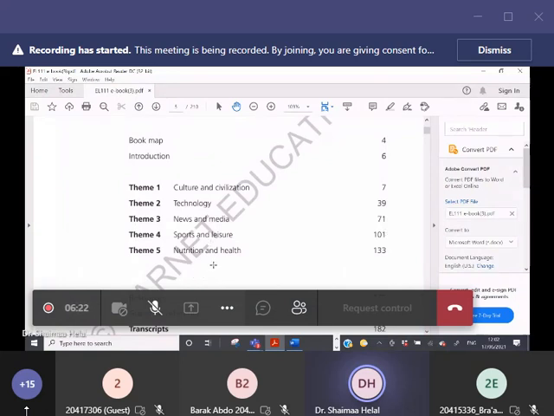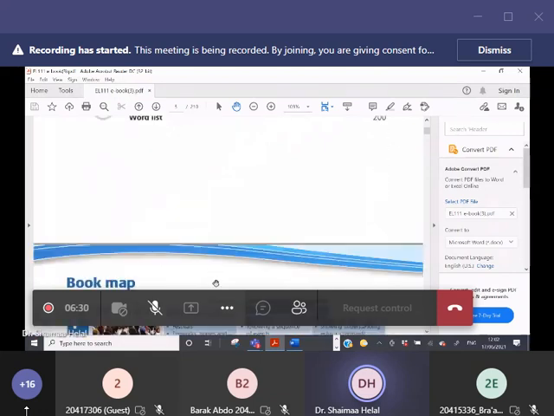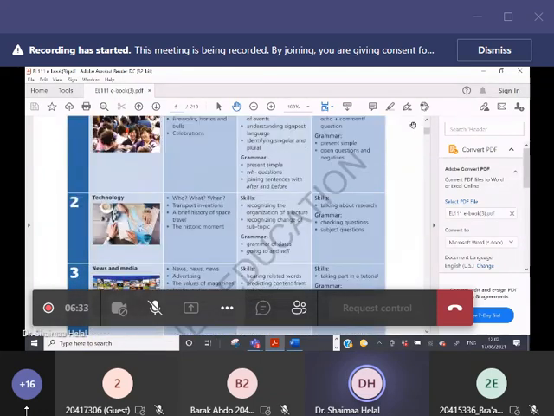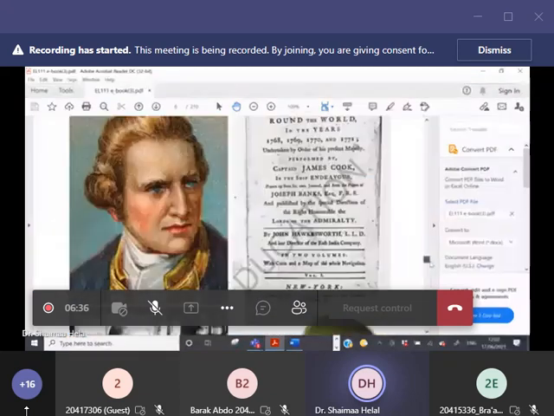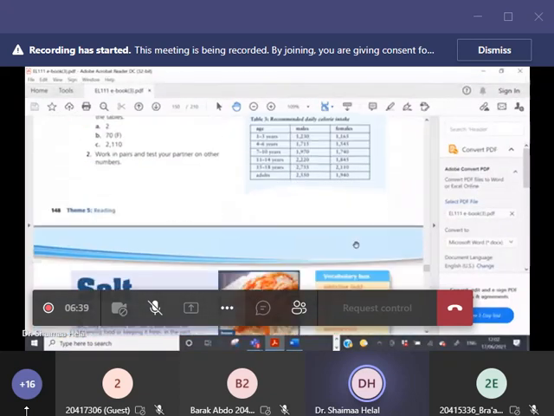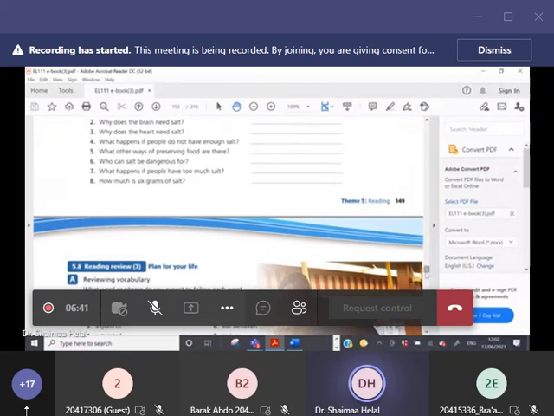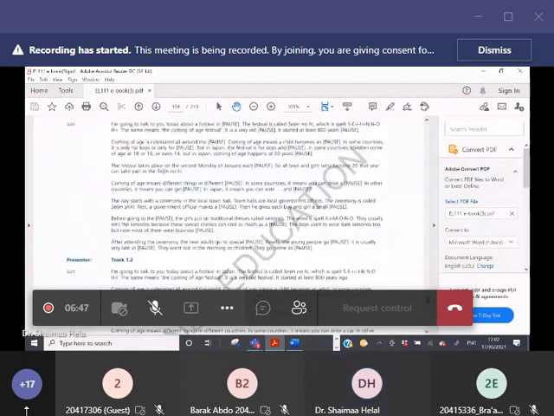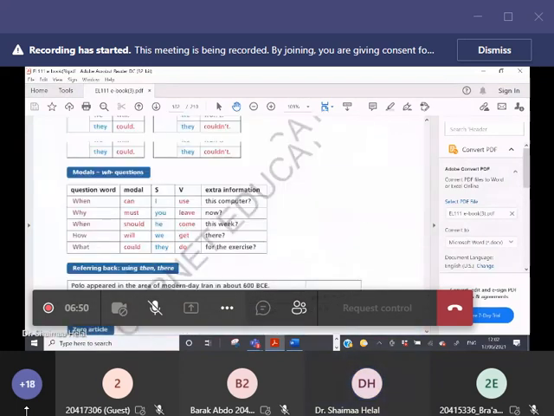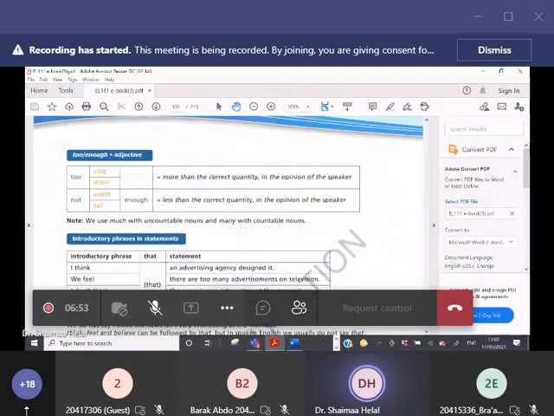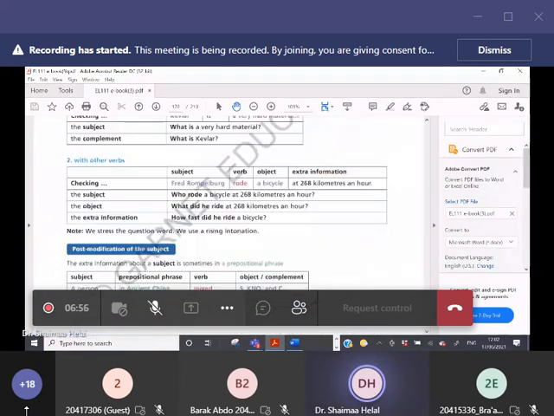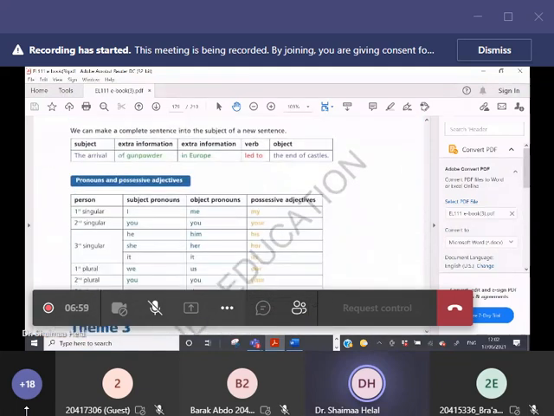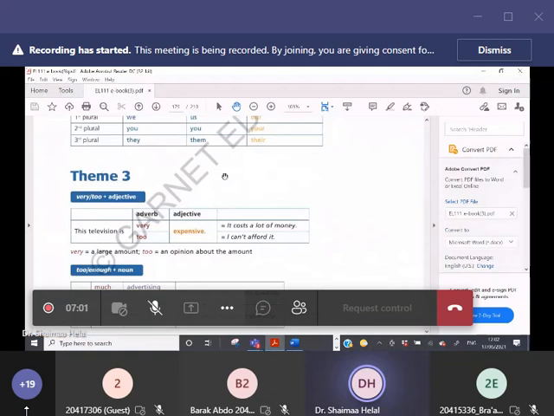If you want to revise or study all the grammatical features related to theme 3, we are going to open the book page 177. So we're going to go now to page 177. Okay, I'm moving to page 177 here. Theme 3, the part which is related to grammar. Are you able to see it now?